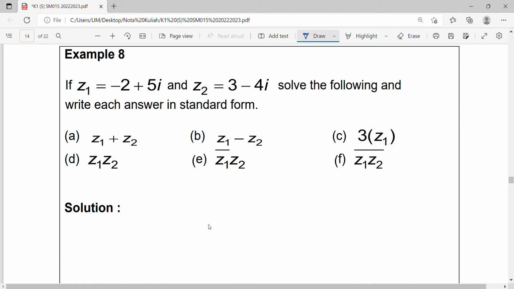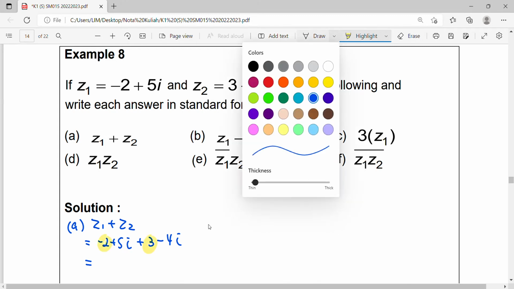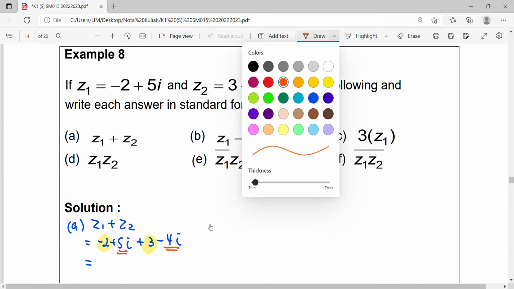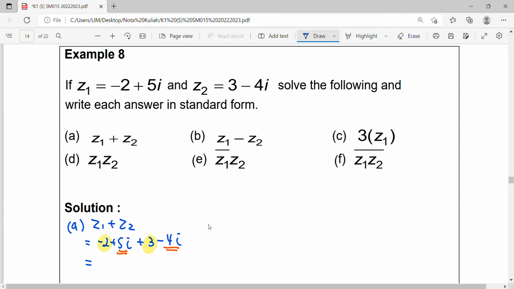Then we go for question A first. We have Z1 plus Z2. Substitute our Z1, this is -2 plus 5i. Meanwhile, Z2, 3 minus 4i. So how are we going to do this operation? We'll focus real part with real part, then imaginary part with imaginary part. So when you have real number, -2 plus 3, you get 1. Then imaginary, 5 minus 4, you get positive 1i. So this is how we do our addition operation.